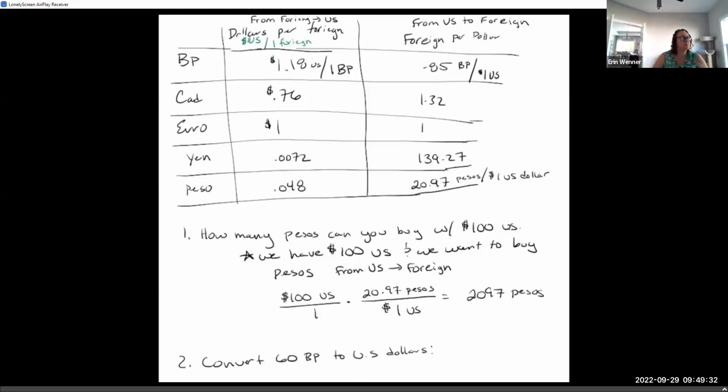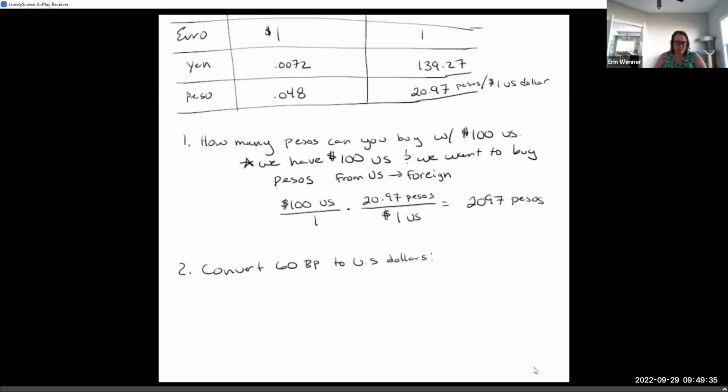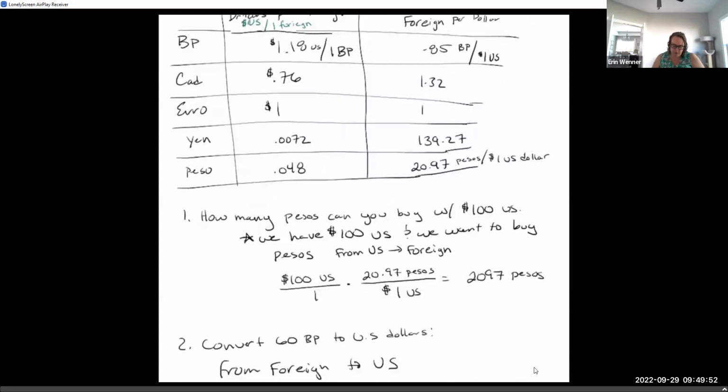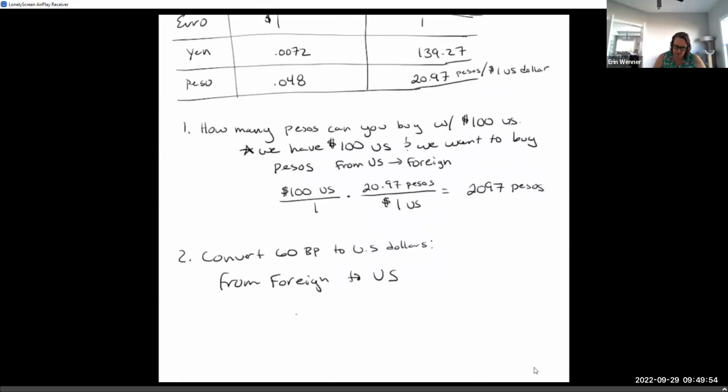Okay, so when we're converting British pounds to US dollars, meaning we're going from foreign to US, looking at our columns, the foreign to US is that first column. So we're going to choose the $1.18 US per 1 British pound. We're going to do 60 British pounds times $1.18 per 1 British pound. Multiplying through, we get $70.80.